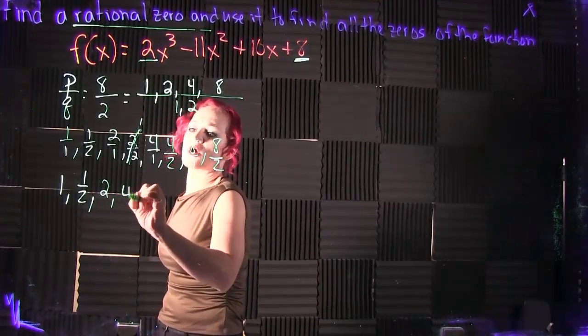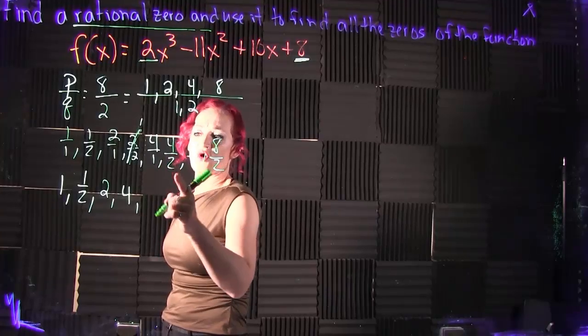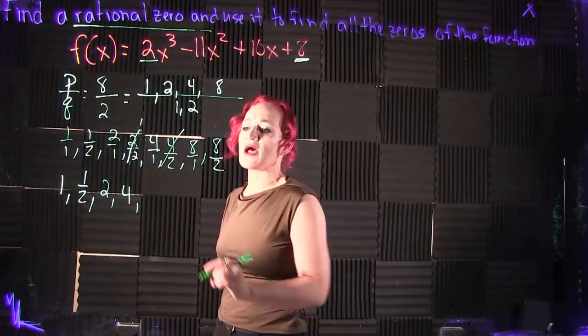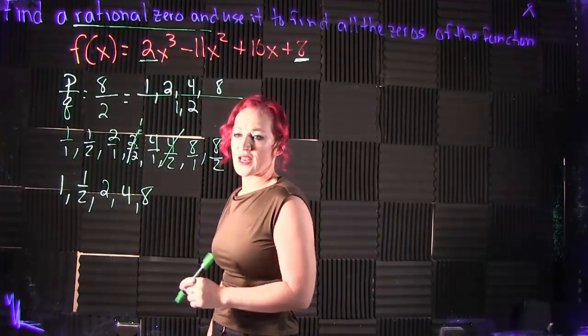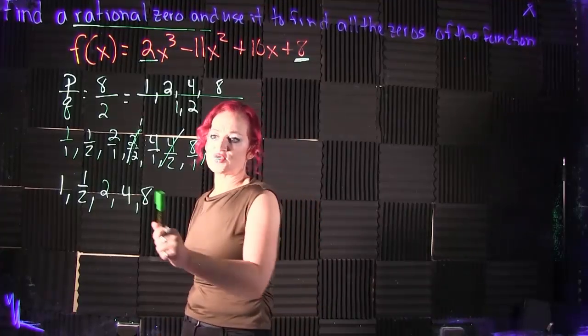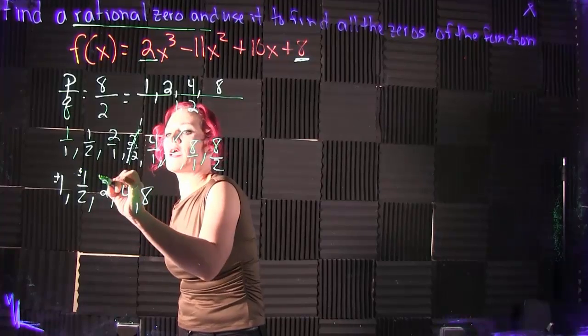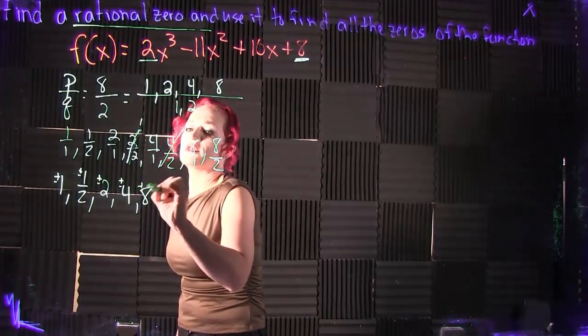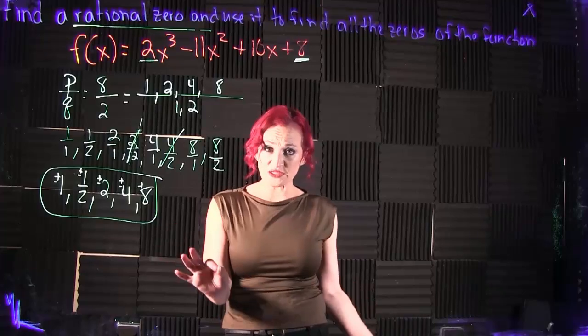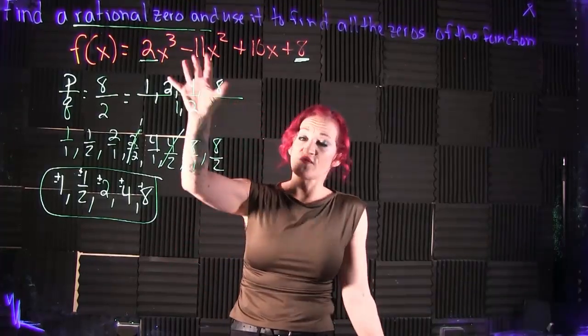We can drop down the 4. 4 over 2 is just a 2. Again, we already have that. 8 over 1 is just an 8, and 8 over 2 is a 4. Put a plus or minus in front of every single one of these, and this list represents the possible rational zeros for this function.